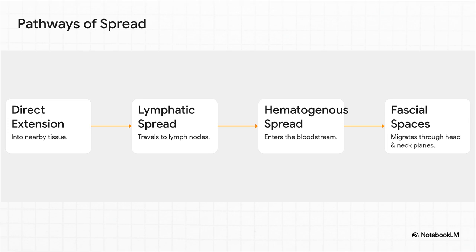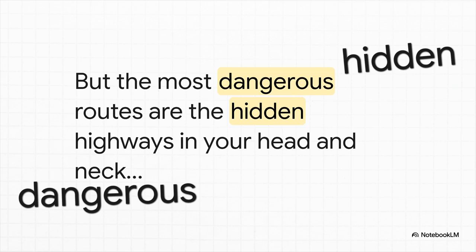But the one we're really going to focus on, the most dangerous one, is when it travels through what are called fascial spaces. The best way to think about these fascial spaces is as hidden highways. They're these potential pathways that run between the muscles and tissues of your head and neck. And for an infection, they are wide open roads leading to some really critical areas.